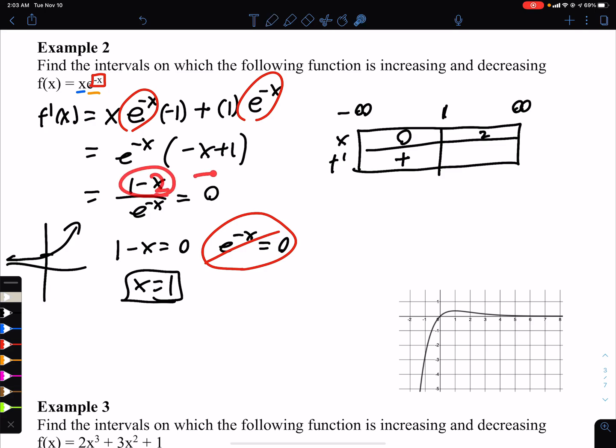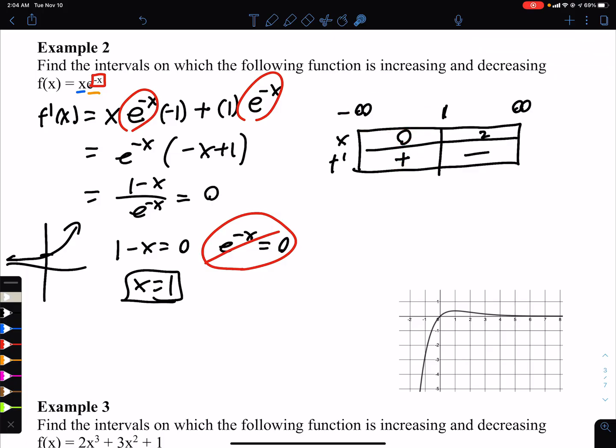1 minus 2 is negative. That's always positive because e to any power is always above the x-axis, so that's going to come out to be negative. Now, I'm going to remind you, 1 is the only place where the derivative can change signs. Therefore, between negative infinity and 1, it's always either positive or negative. So I can pick any value between negative infinity and 1, and the derivative will always be positive. So I just happen to pick 0 because it's easy to work with. And since it's positive at 0, it's positive everywhere from negative infinity to 1.